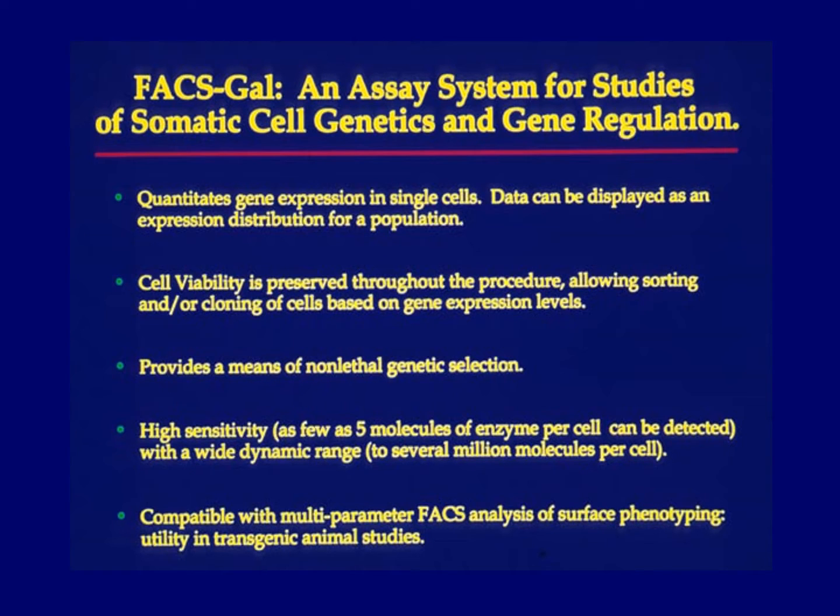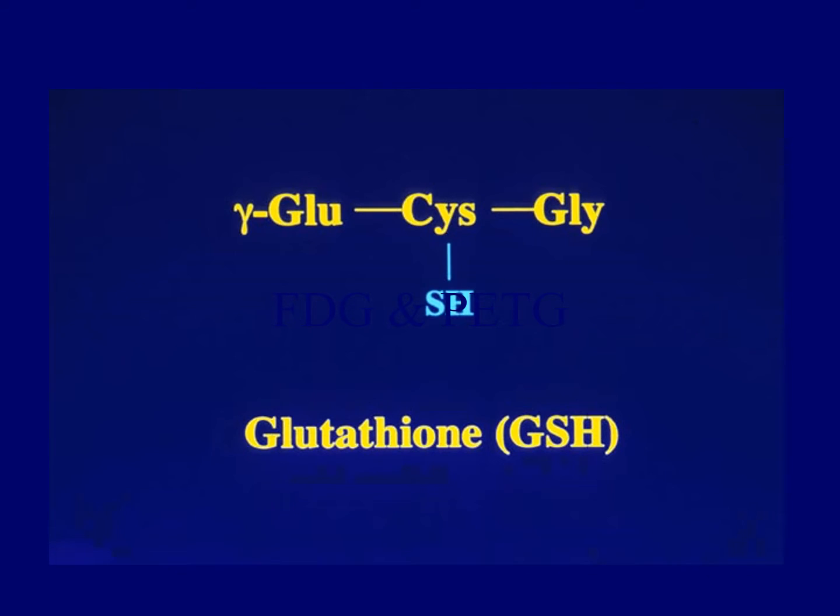So, the beta-galactosidase assay I promised you, FACS-Gal we call it, and it's an assay system for studies of somatic cell genetics and gene regulation. We're making a lot of use of FACS-Gal, of beta-galactosidase I should say. It's a very standard enzyme to use for measuring gene expression. And you can read through the descriptions on the slide. I'm going to change slides.